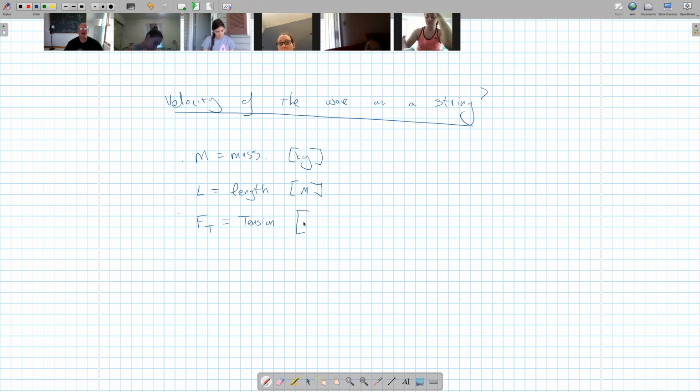And what units does tension have? Newtons. Newtons, good. And what is a Newton by definition? You may remember what the fundamental units are that create a Newton? Isn't it like kilograms meters per second squared or something like that? It is a kilogram, yeah, meter per second squared. That's right. Now, last question. What are the units of velocity?